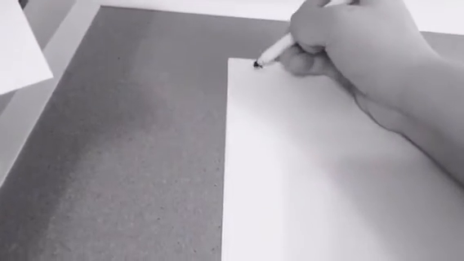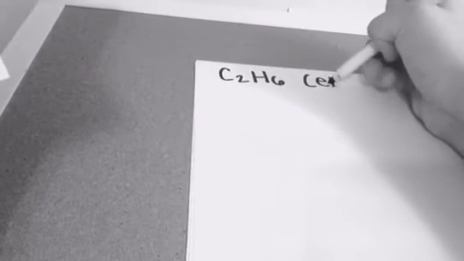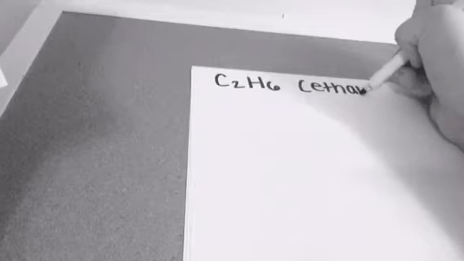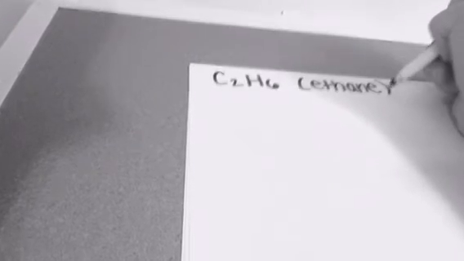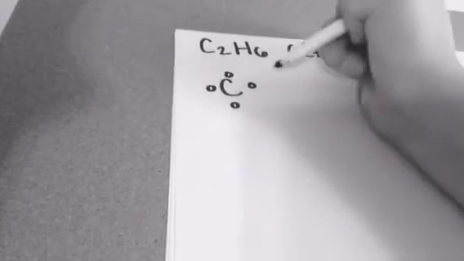Hey everyone! So as you saw, our first Lewis dot structure will be of the covalent molecule C2H6, otherwise known as ethane. So to begin, we're going to take an electron count. I like to draw the elements out. So first is carbon. It has 4 valence electrons, 1 on each side.